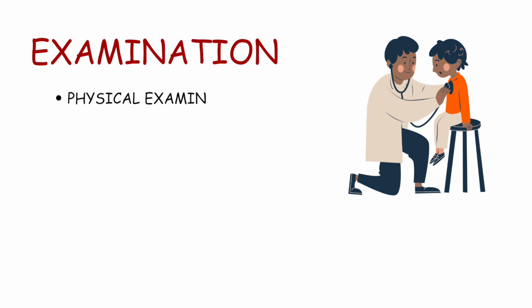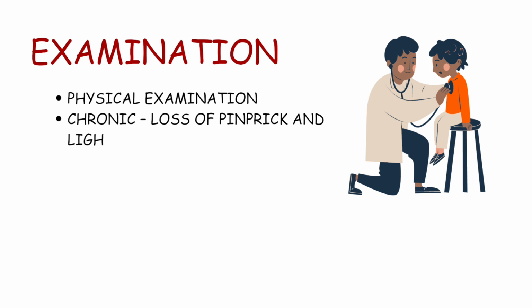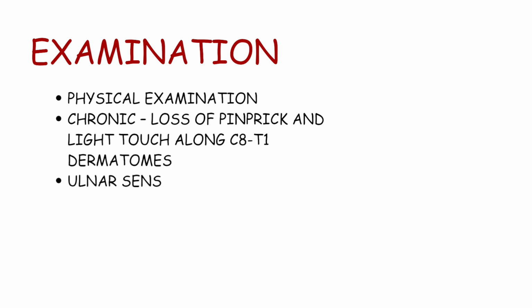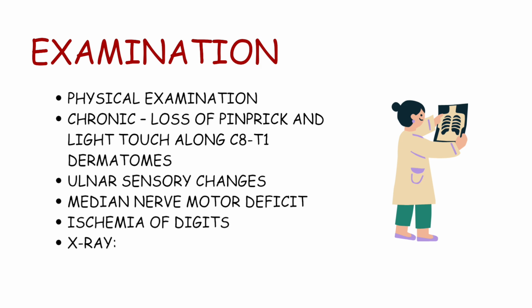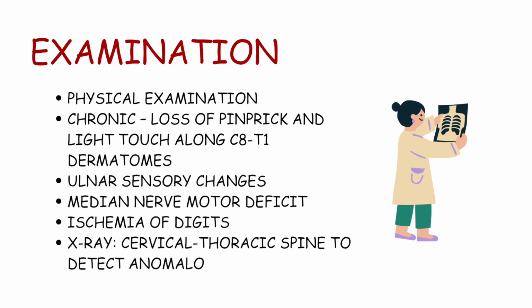Thoracic outlet syndrome examination. Physical examination. Chronic loss of pinprick and light touch along C8-T1 dermatomes. Ulnar sensory changes. Median nerve motor deficit. Ischemia of digits. X-ray. Cervical thoracic spine to detect anomalous ribs.